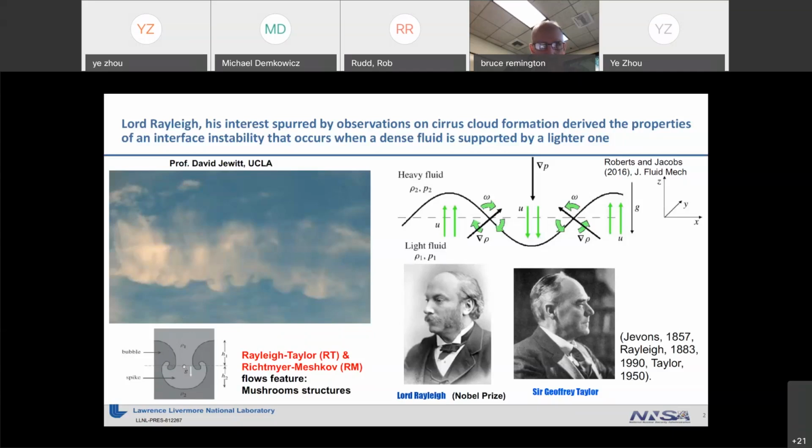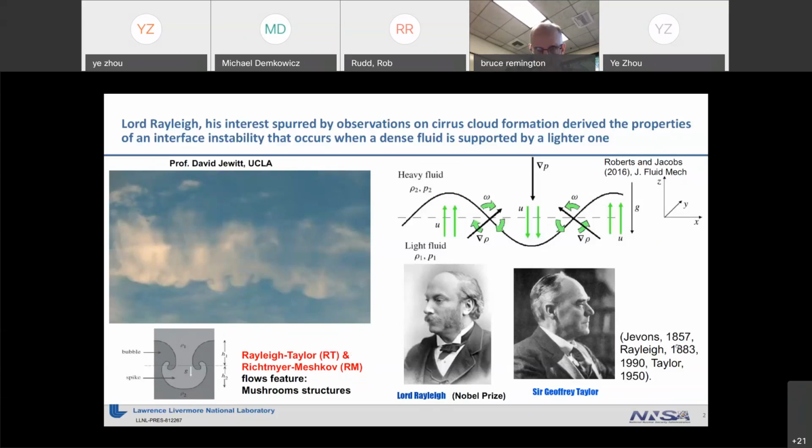So you can see these kinds of structures in many natural phenomena. For example, if you look at this picture of clouds, taken by a professor from UCLA, then you can identify many of these kinds of structures. As a matter of fact, Lord Rayleigh, in his study around 1883, started by studying the Rayleigh-Taylor instabilities by observation of cloud formations. So the physics of this kind of instability actually is fairly easy.